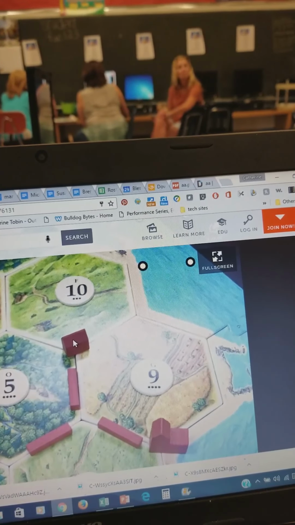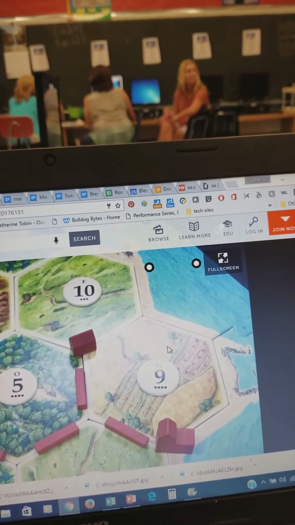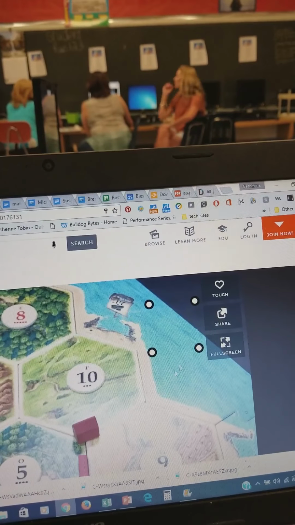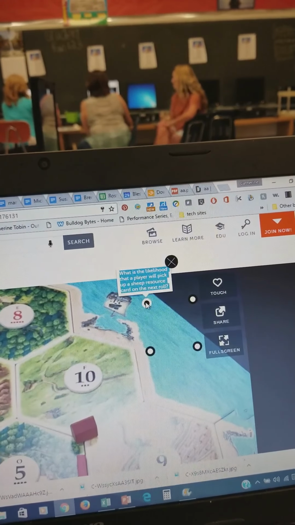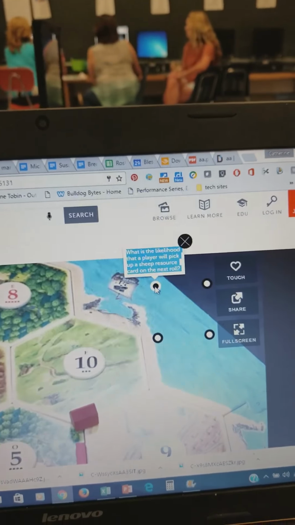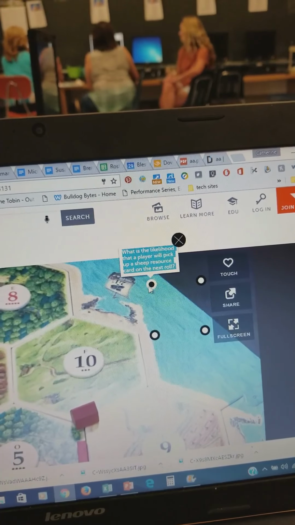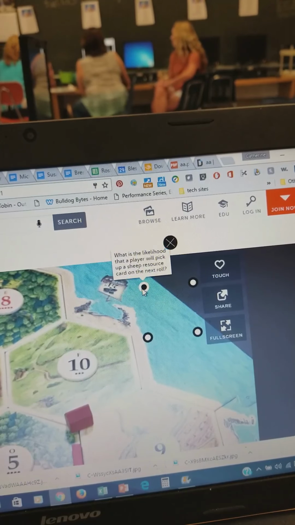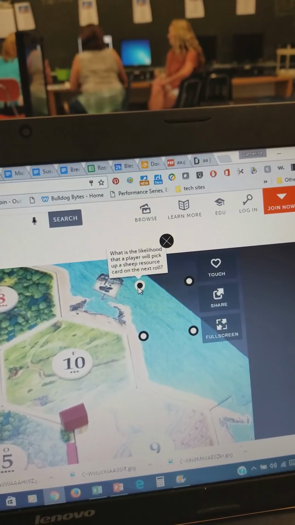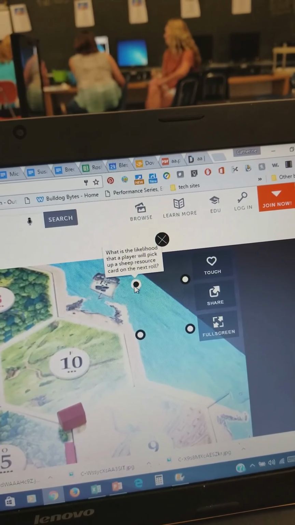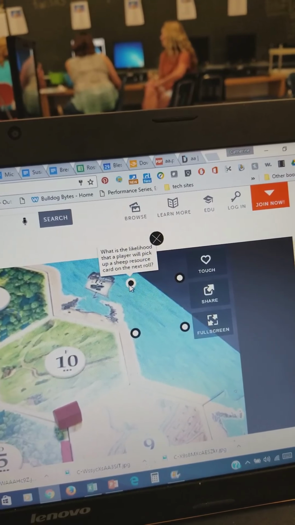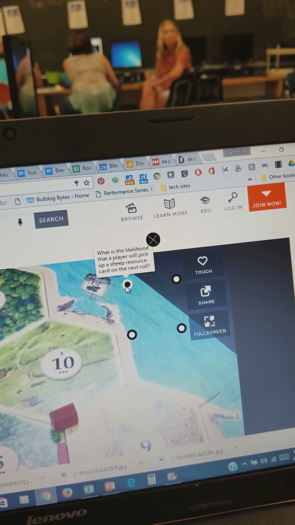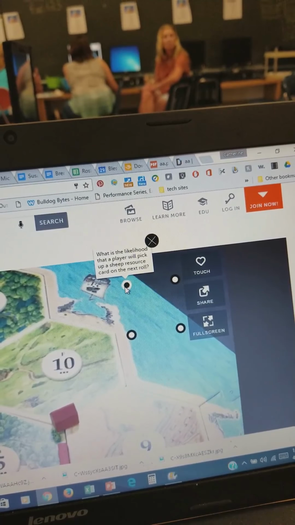So that would be a sample to try and get them into the game. But then for a more probability-based question, if you go to those top 4 icons, the top left of those says, what is the likelihood that a player will pick up a sheep resource card on the next roll? So then what you need to do is say, okay, where do I have the possibility of getting sheep? If a 10 is rolled, I have the possibility, and if a 12 is rolled, I have the possibility.